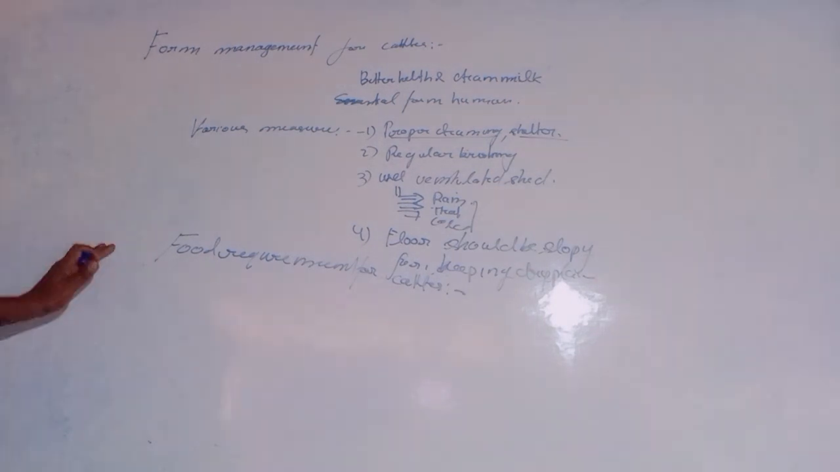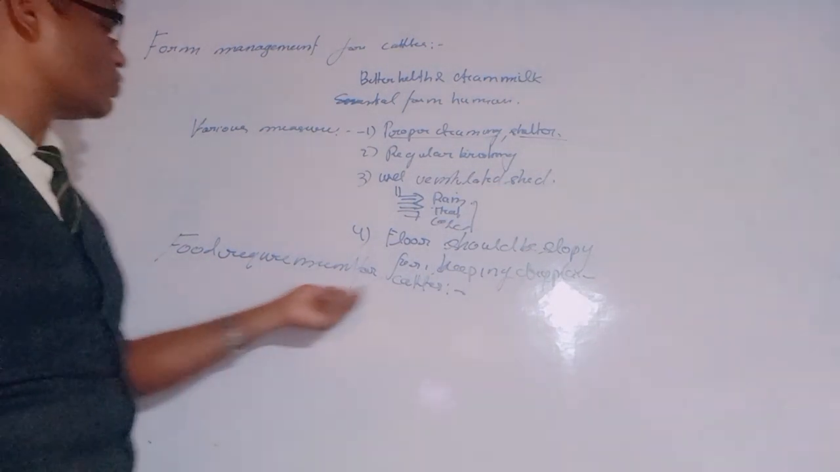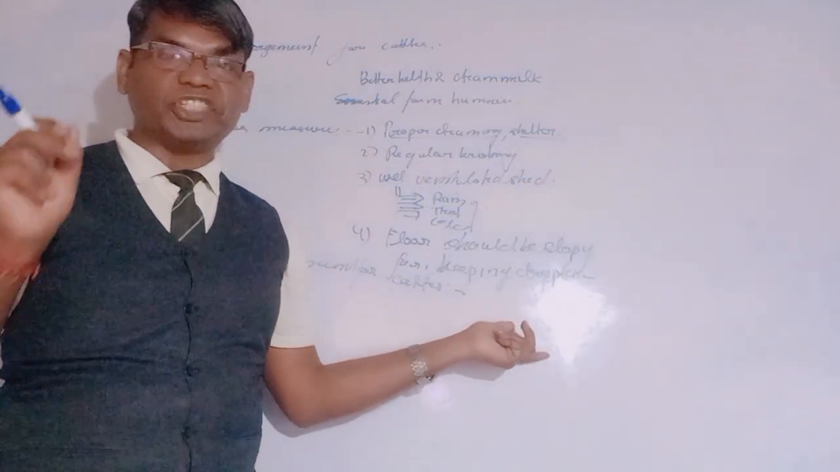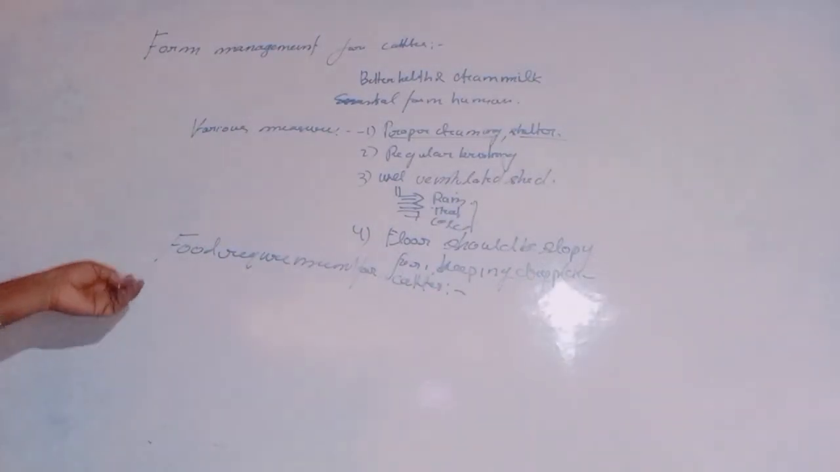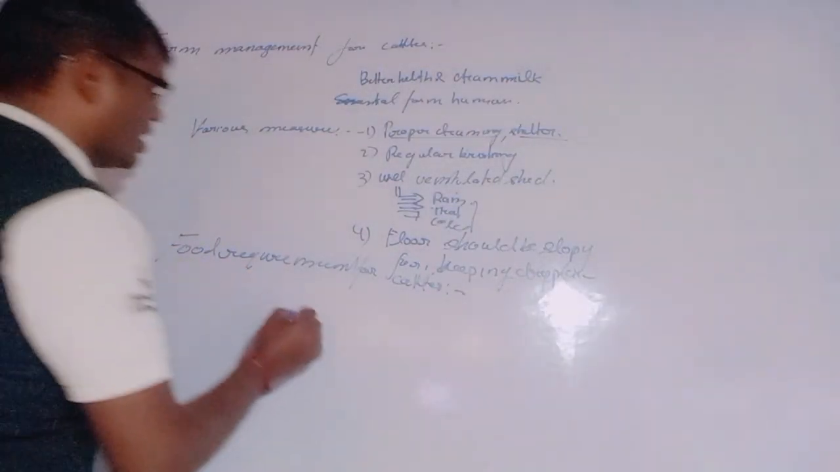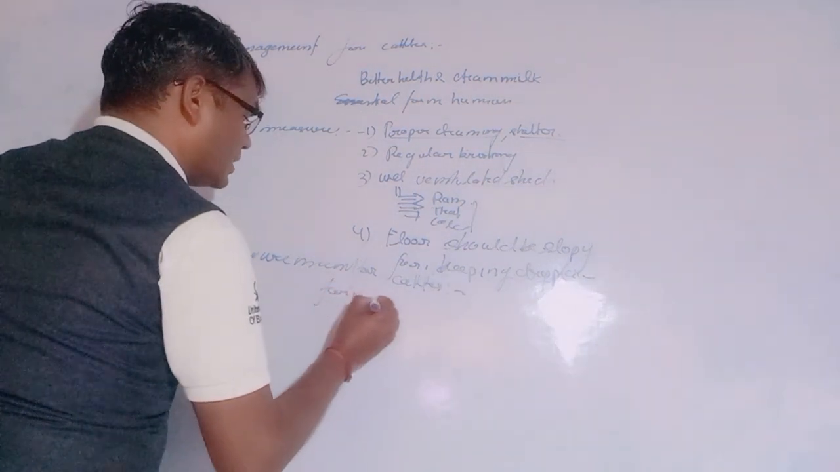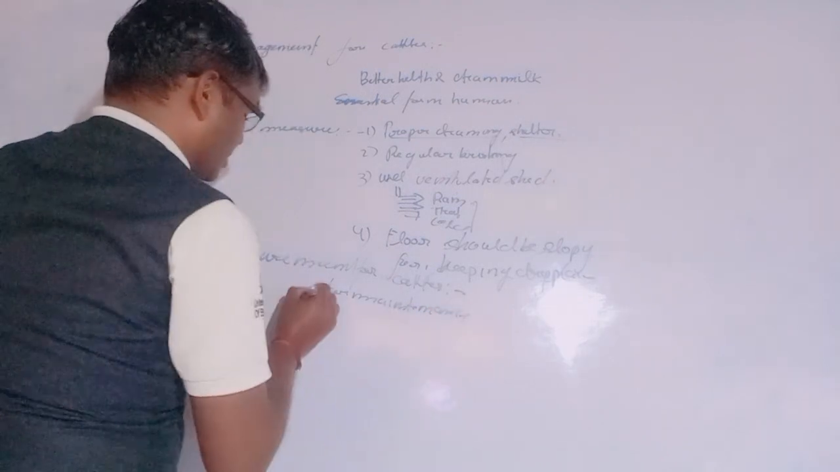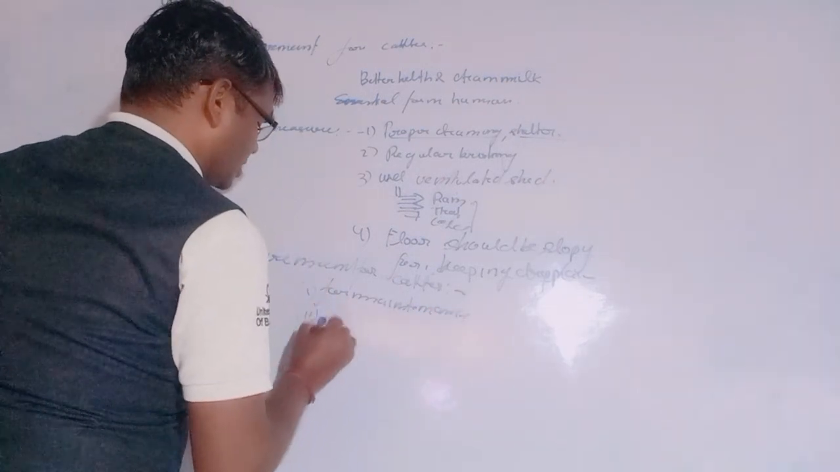As we know, the food required for dairy cattle from the dairy purpose point of view has two main features. The first main feature is for maintenance and for producing milk.